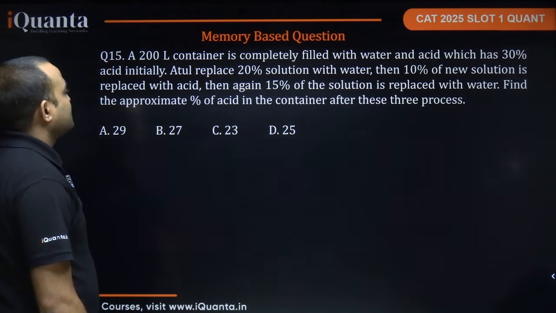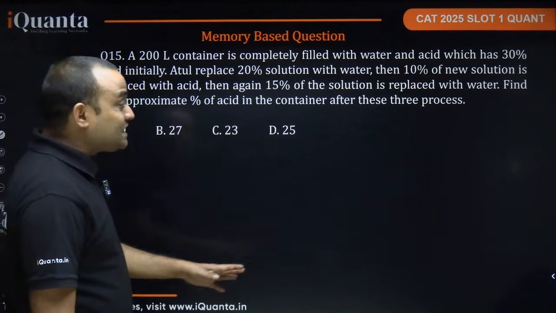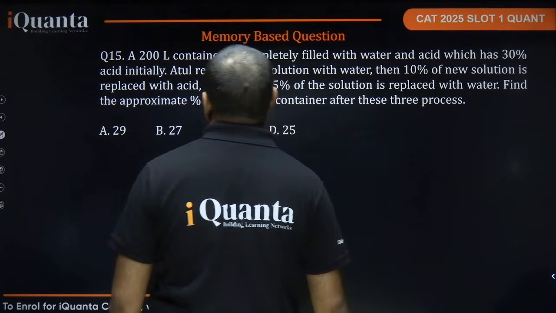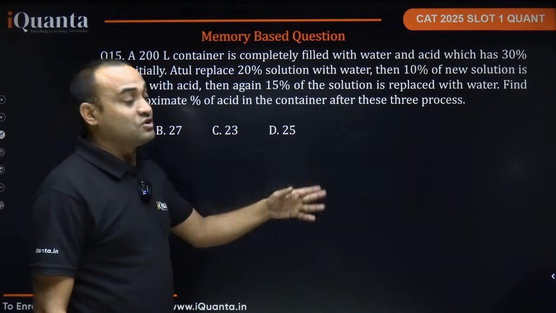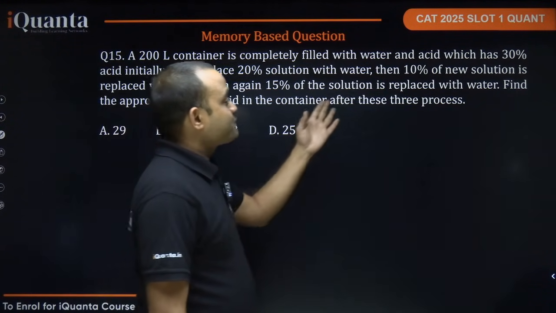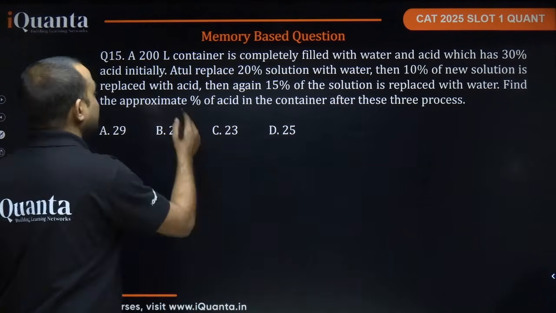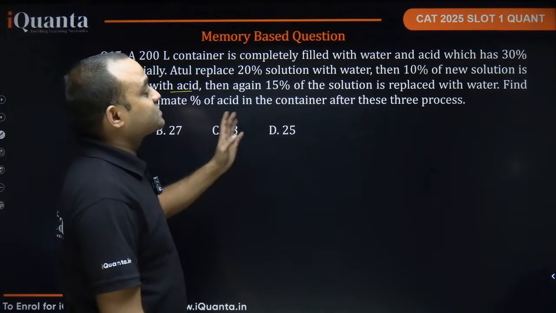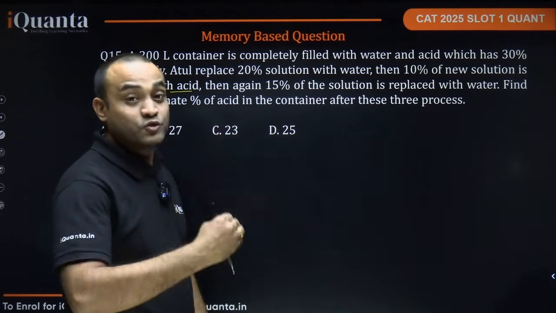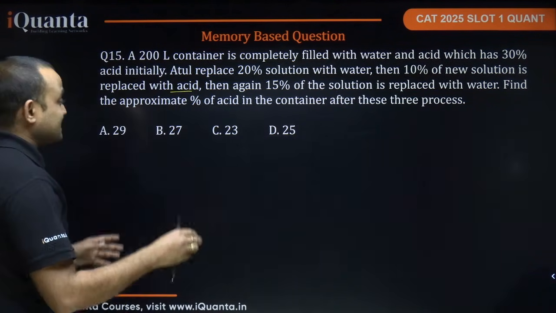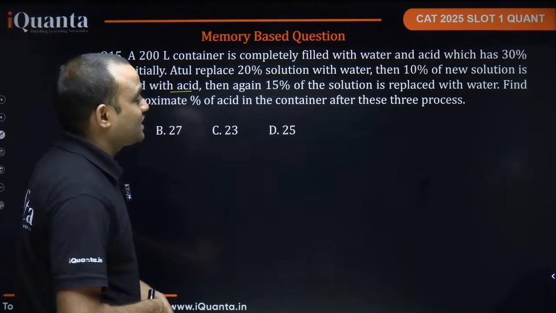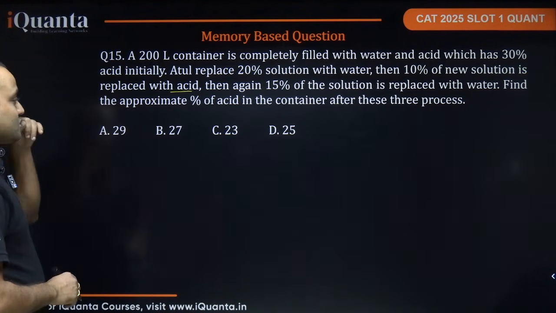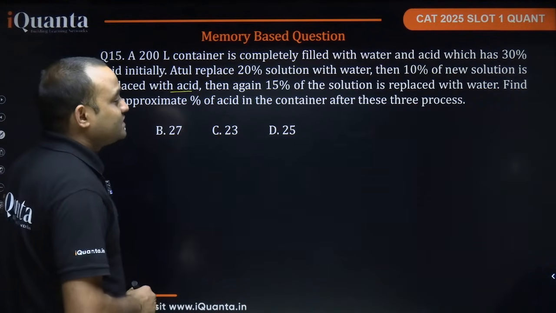Question number 15. A 200-liter container is completely filled with water and acid, which has 30% acid initially. A tool replaces 20% of the solution with water, and then 10% of the new solution is replaced with acid, and then again 15% of the solution is replaced with water. A 3-step method, right? These are the type of questions that CAT is asking in recent years on average, mixture and alligation. Find the approximate percentage of acid in the container after these 3 processes.